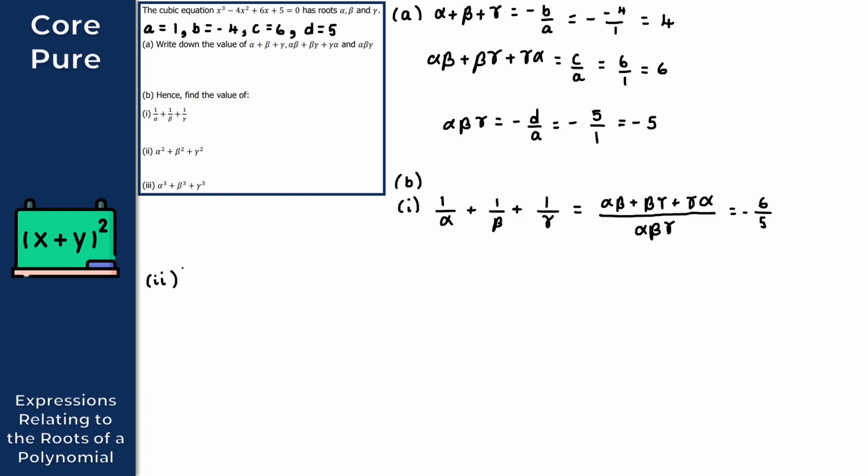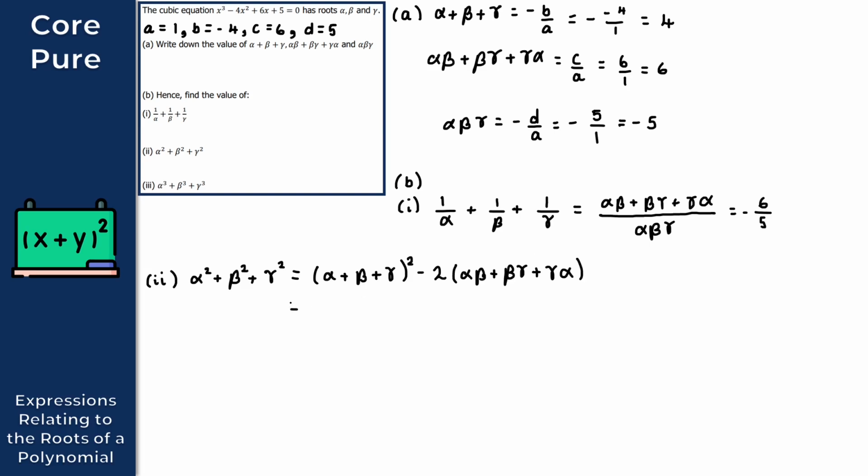So for the second part here, we have alpha squared plus beta squared plus gamma squared. To obtain the value of this, the result that we need is alpha plus beta plus gamma all squared. Then we subtract 2 lots of this expression, so 2 lots of alpha beta plus beta gamma plus gamma alpha. Let's just write that down: alpha beta plus beta gamma plus gamma alpha.